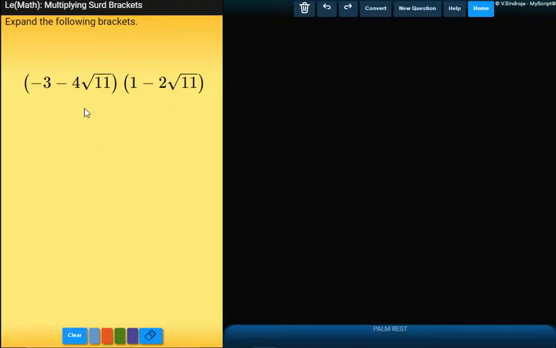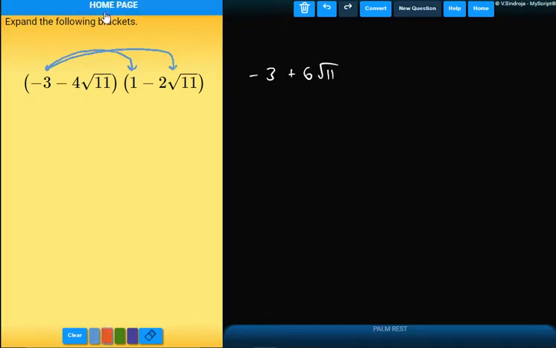Let's multiply these 2 brackets together. We're going to do minus 3 times 1, which is negative 3. Then minus 3 times minus 2 root 11. First of all, it would be a plus. That 3 is just a number, and it's going to multiply just the number part, not the surd part. So it's going to be 6 root 11, because technically there is no surd attached to that 3. You just have to multiply the outside numbers together. Remember how you multiply brackets? You move to the next part.